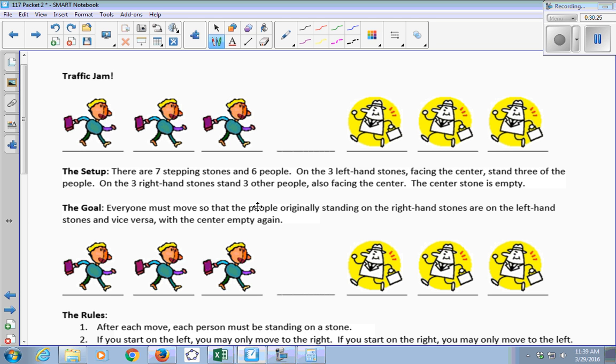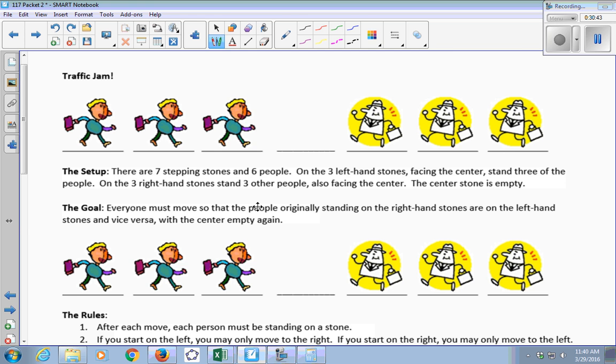The goal is that everyone must move so that the people who were originally on the left have to finish on the right, and the people who were originally on the right have to finish on the left 3 stones, okay, with the center stone empty. So the goal is to have everybody switch places.